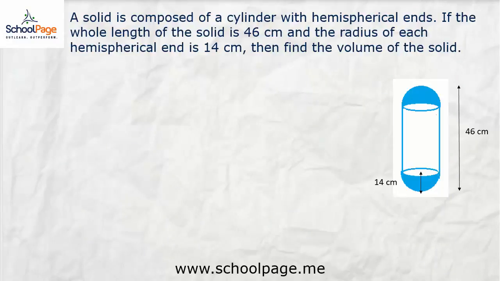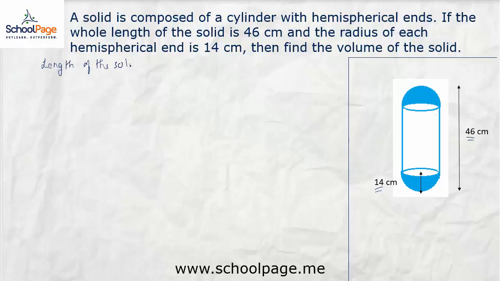Let us take a real life example where a solid is composed of a cylinder with hemispherical ends. If the whole length of the solid is 46 centimeters and the radius of each hemispherical end is 14, we have to find the volume of the solid. Now the data given to us is that the length of the solid is equal to 46 centimeters. We also know that the radius of hemisphere is equal to 14 centimeters. Now we have to find the volume of the solid, but we know there is no standard formula to find the volume of this solid.